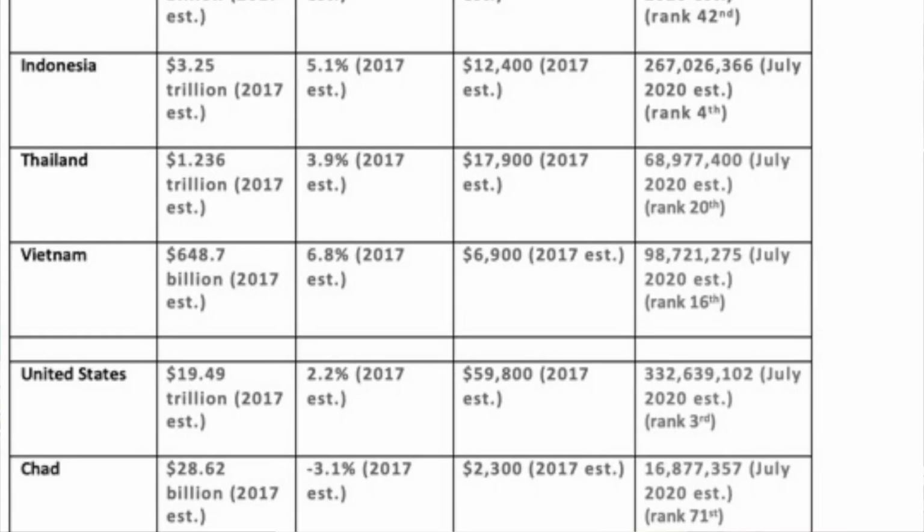Okay, in terms of money, you can see the United States, for reference, the GDP of the United States is 19.49 trillion.